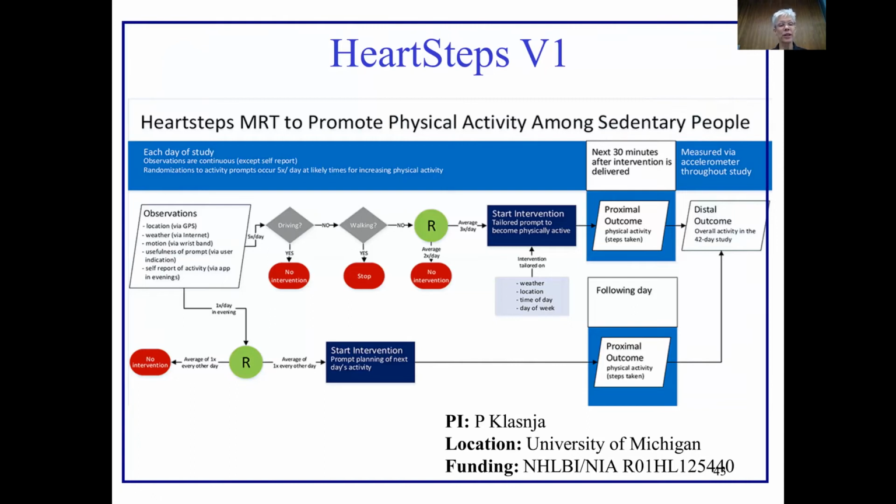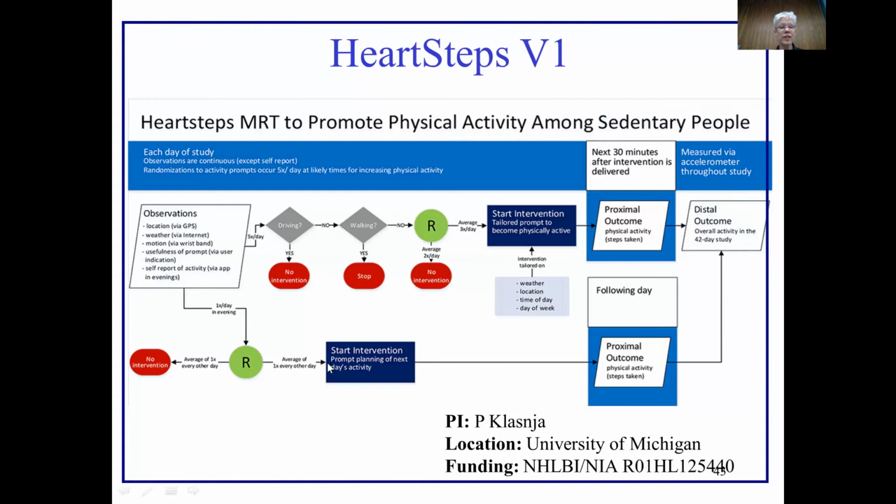If you know they're not driving, then you assess, are they walking? If you know that they're not walking, then you randomize them. Once we ended up running the study, we actually increased the randomization probability to 0.6, so that's why it says three times a day. When we were planning the study, we thought the randomization probability would be lower. Then you start the intervention, and you get the proximal outcome over the next 30 minutes, like we discussed.